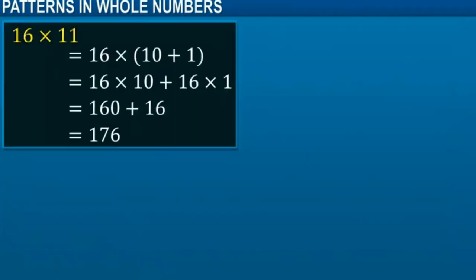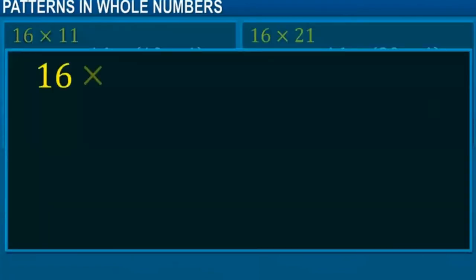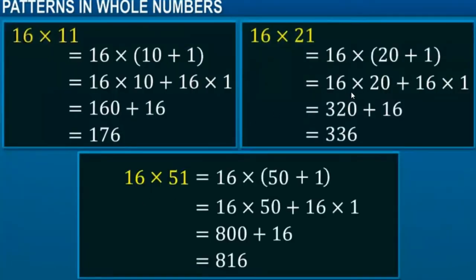Let's consider some more examples. 16 multiplied by 21 can be written as 16 multiplied by 20 plus 1. 16 multiplied by 51 can be written as 16 multiplied by 50 plus 1. So here again, the same way we are doing some other numbers, that is 16 into 21. Now 21 again we can split as 20 plus 1.